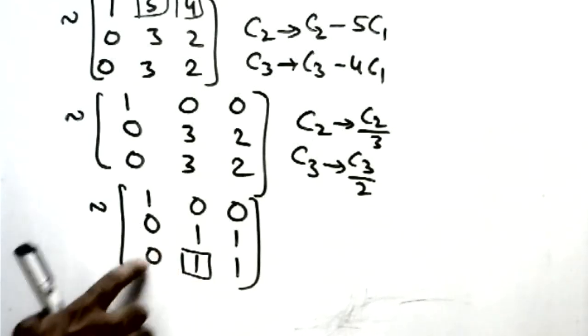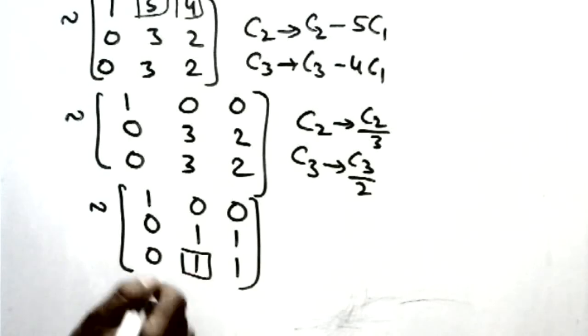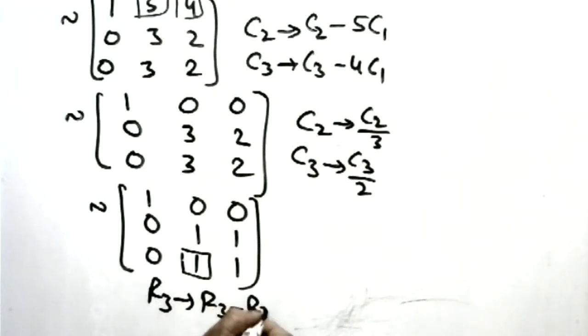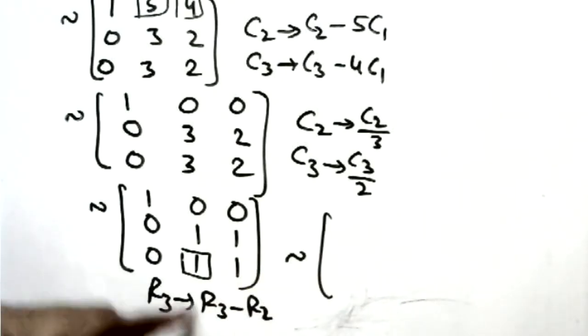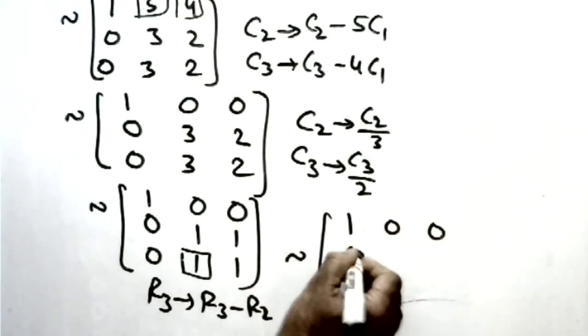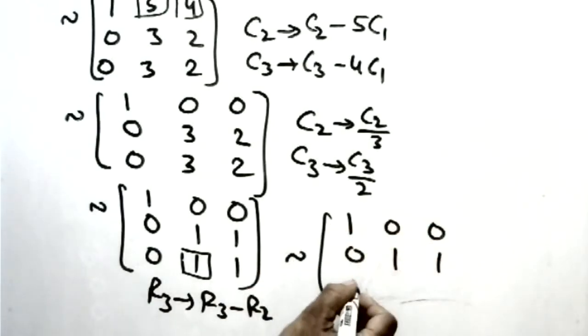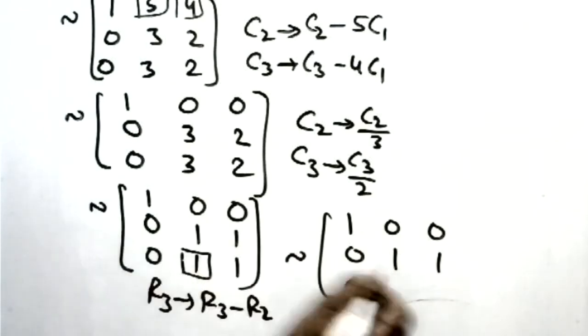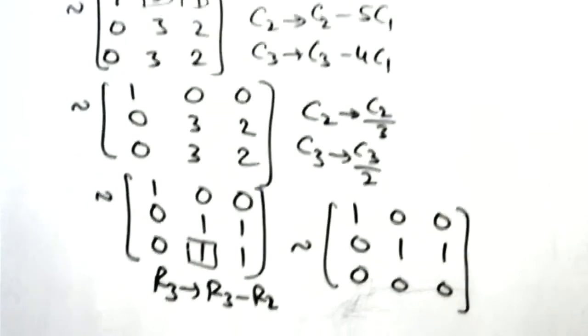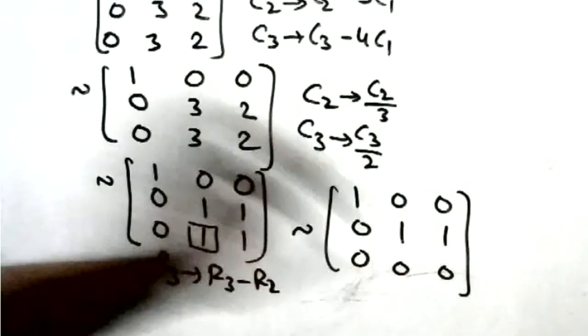To make this 0, we use R2. First here R1, R2, R3 like this. So R3 implies, very easy, 1 minus 1 is 0, R3 minus R2. So R3 minus R2, 1 0 0, 0 1 1, 0, 1 minus 1 is 0, 1 minus 1 is 0. Now we are left with only 1.